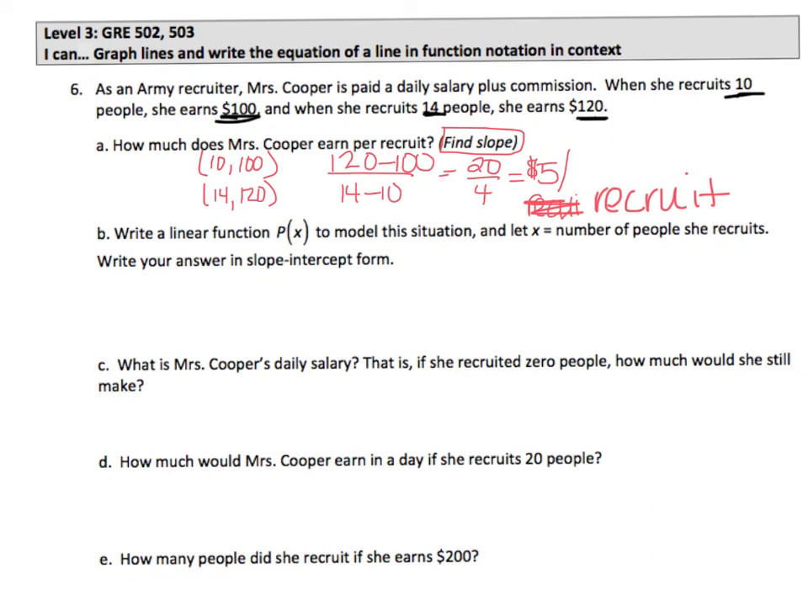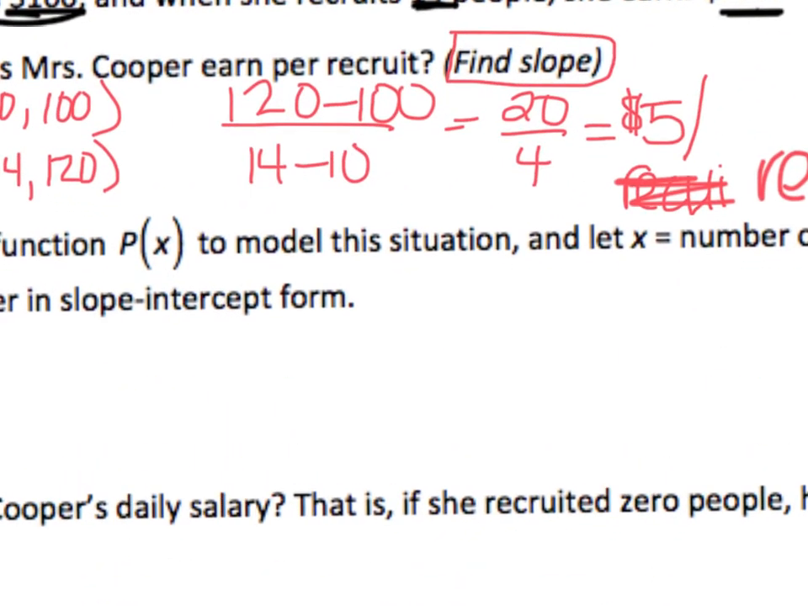In B, write the linear function p of x to model the situation. Let x equal the number of people she recruits. Write your answer in slope-intercept form. So like we did in level 2s where we're given a point and a slope, we want to write the equation. So we're going to start in that point-slope form, and I'll write it again for us. y minus y1 equals m times x minus x1.